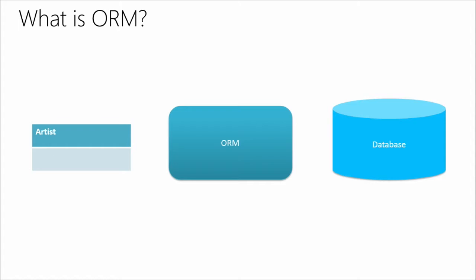So if you imagine I have an artist class, which I've created in my code, and I call a method that sends a query and basically tells the ORM, hey, I want to go get a list of all the albums by a particular artist, the ORM converts that into an SQL statement, which then gets sent to the database.